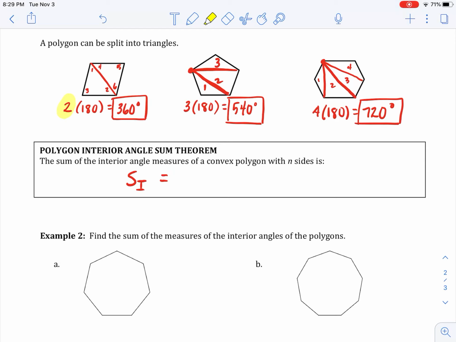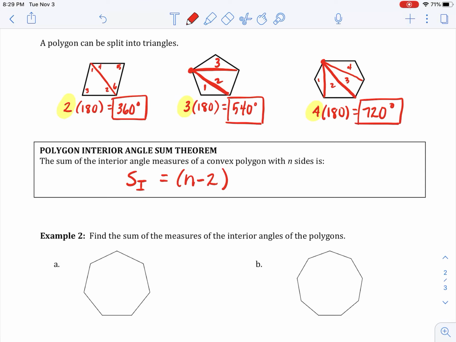In the second picture, we had a 5-sided shape. It was broken into 3 triangles. In the third shape, we had a 6-sided figure that was being broken into 4 triangles. We were always able to go 2 less triangles than the number of sides. So we're going to call that n minus 2.